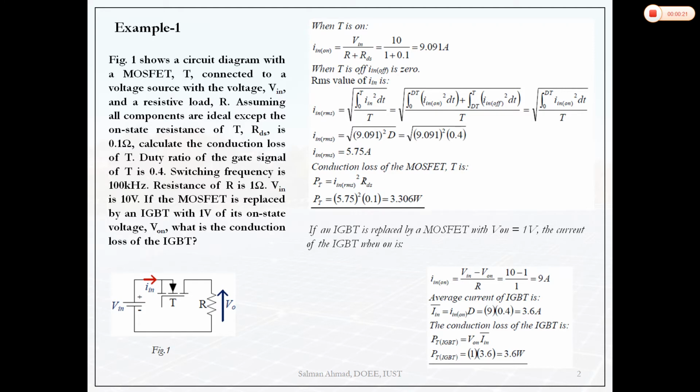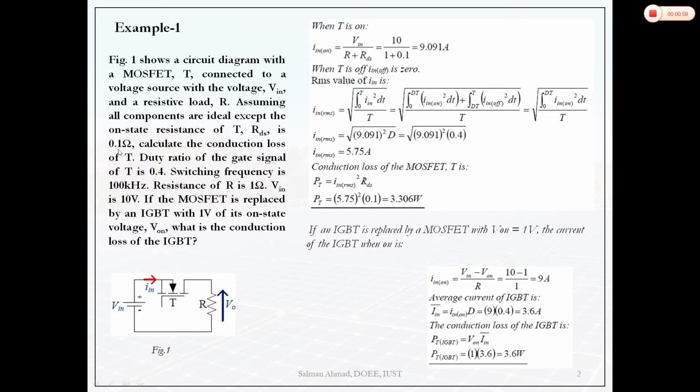In the first problem you can see we have one MOSFET switch here. This is the input side and this is the output side. We apply an input voltage and get some output voltage. Based on the duty cycle we can change the output voltage. This MOSFET switch has a duty cycle of 0.4 and RDS on is given to be 0.1 ohm.